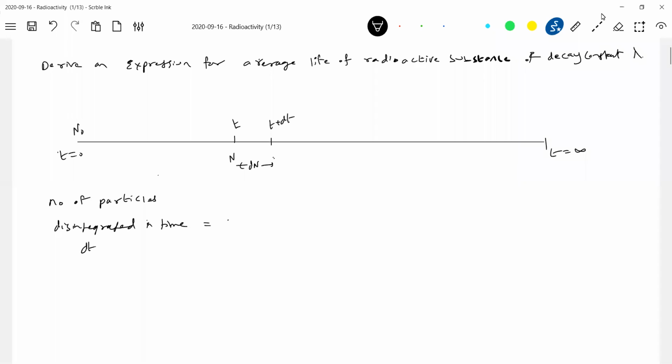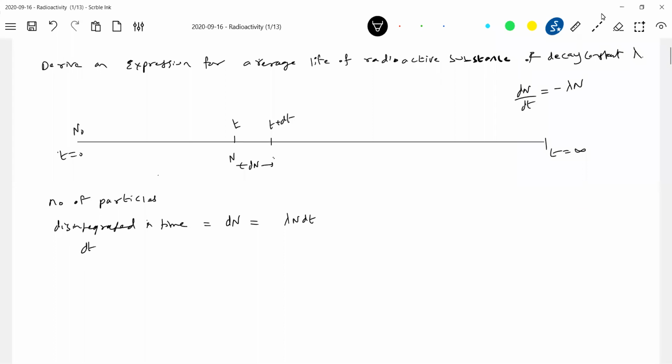So how many particles will be disintegrated? Let it be dN. And what should this dN be equal to? Lambda N dt. Because what is the basic idea? dN by dt is equal to minus lambda N. So dN, what can we write? Minus lambda N dt. In the interval of time dt, let the number of particles disintegrated be dN.